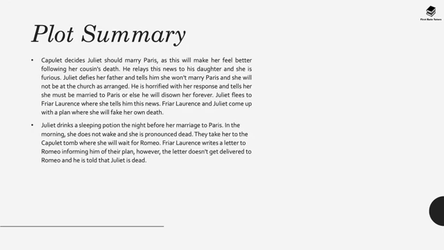Juliet then flees to Friar Laurence, where she tells him this news, and Friar Laurence and Juliet hatch a plan where she'll fake her own death. Juliet then drinks a sleeping potion on the night before the marriage to Paris. In the morning, she doesn't wake and she's pronounced dead. They take her to the Capulet tomb, where she will wait for Romeo.